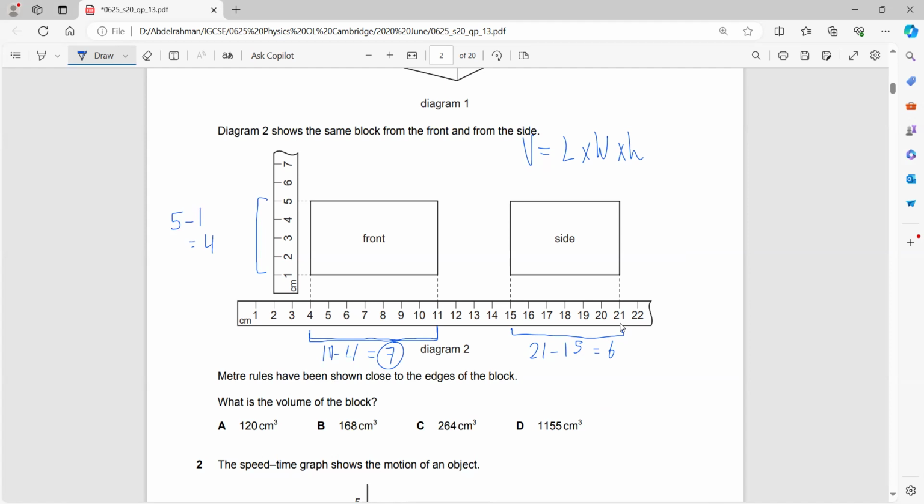So 7 times 6 times 4 is 168. 168. Okay? Alright.